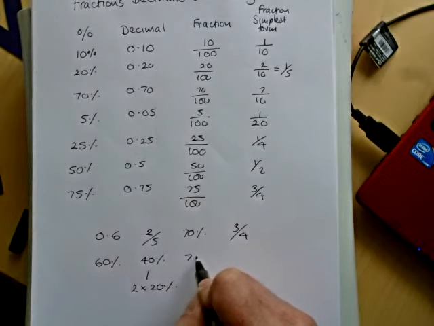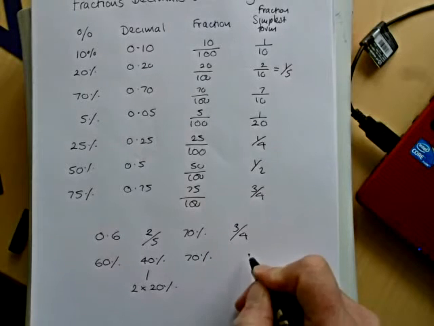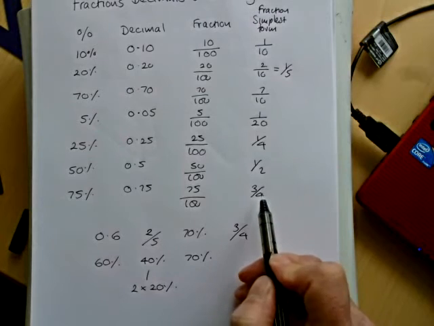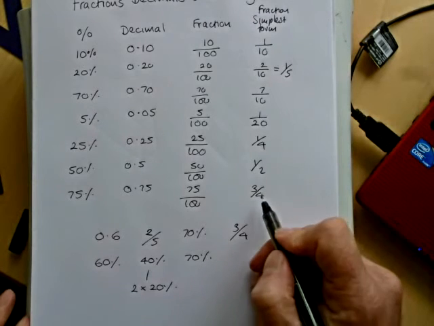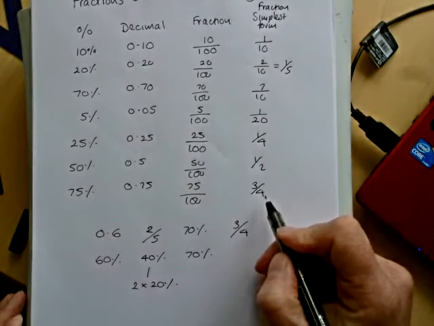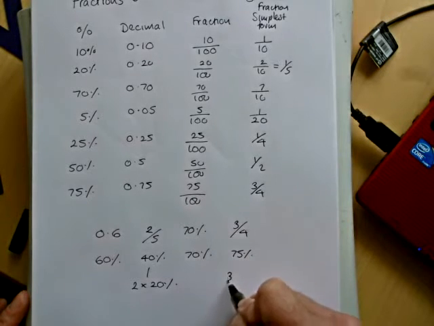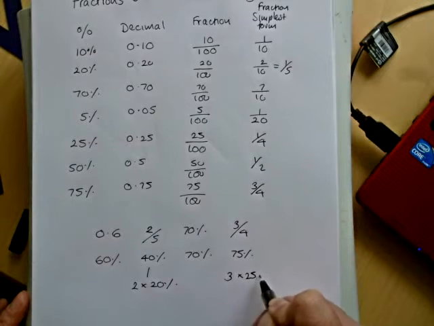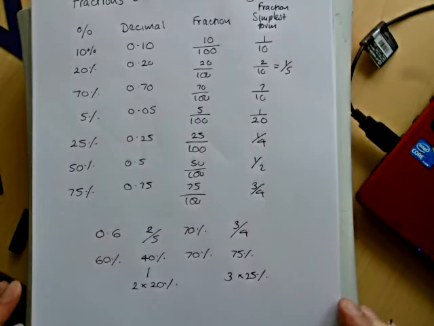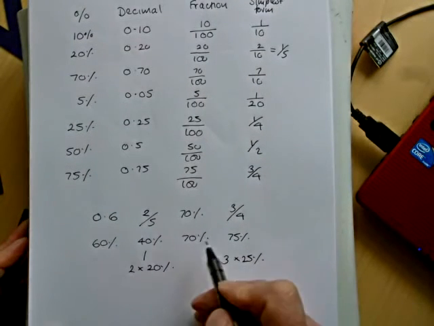Then 70% is already a percentage. And 3/4, again, this is one we've really got to learn. You can't really figure them out. They have to be learned and practiced and used. But 3/4 is 75%. Again, it comes from the 3 times 25%, 25% being 1/4.